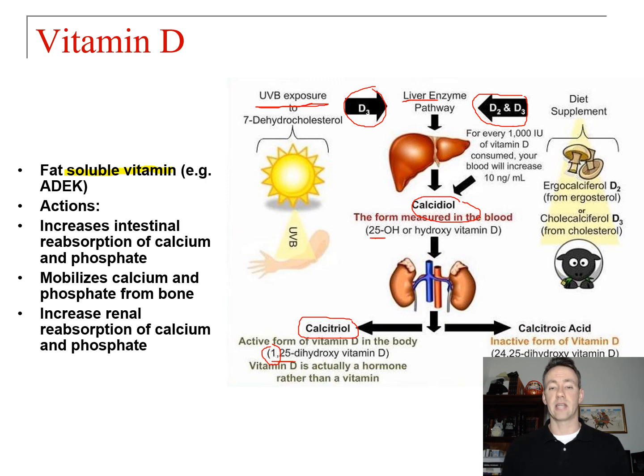Once it's been converted by the kidneys, remember the parathyroid hormone can induce the release of this activated vitamin D. At that point it's going to increase intestinal reabsorption of calcium and phosphates from the diet. Under normal circumstances, when we ingest calcium, it's not 100% absorbed in our intestinal tract, maybe 50% or less, so this will increase that absorption. It's going to mobilize calcium and phosphate from the bone, just like we saw with parathyroid hormone. And interestingly, renally, it's going to increase reabsorption of calcium and phosphate, so it helps us regulate the phosphate a little bit more too.